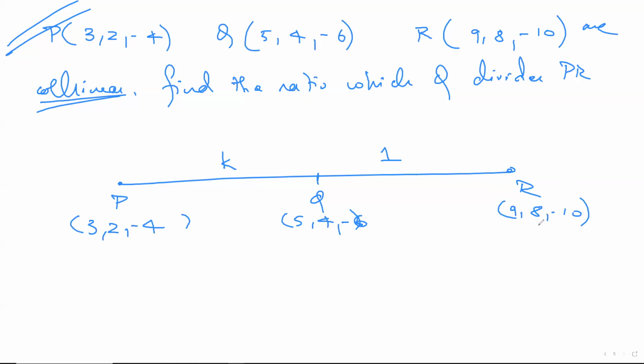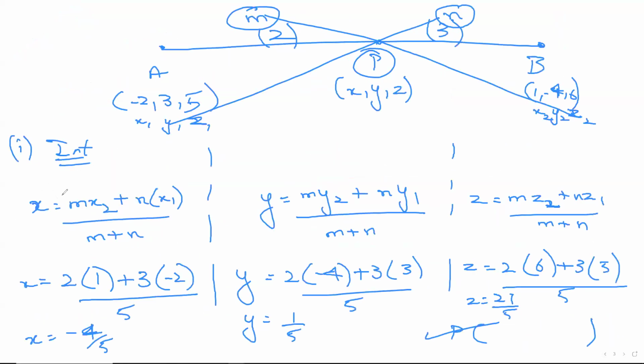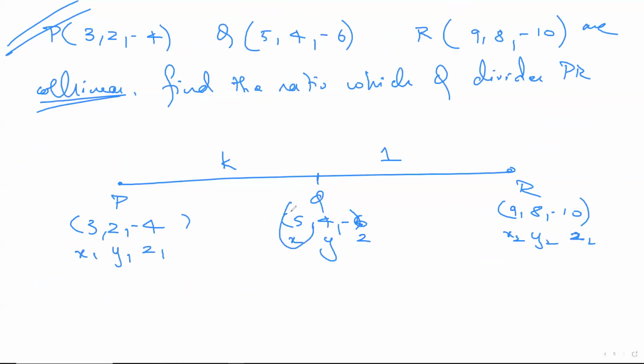Now Q's coordinates I also know. See what I'm going to do. I'll apply the internal formula for everything except Q. For Q, the unknown point, it will be called XYZ, and the others become X1, Y1, Z1, X2, Y2, Z2, just like in the previous case. Usually we wrote X is equal to, and here I know the value of X. X is equal to 5. I'll write 5 is equal to mx2 plus nx1 divided by m plus n.